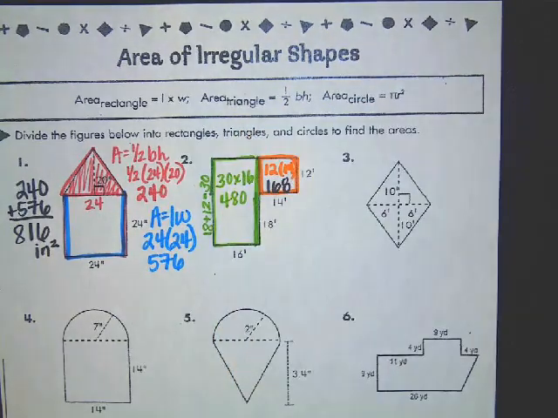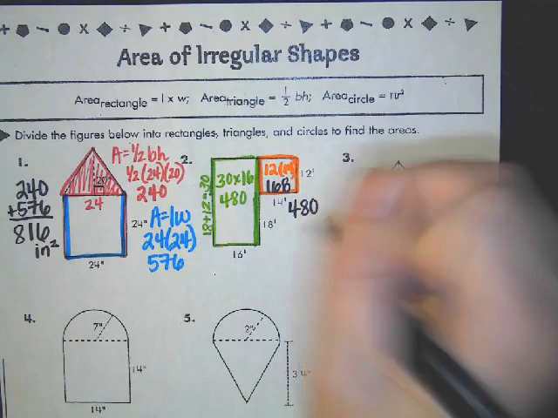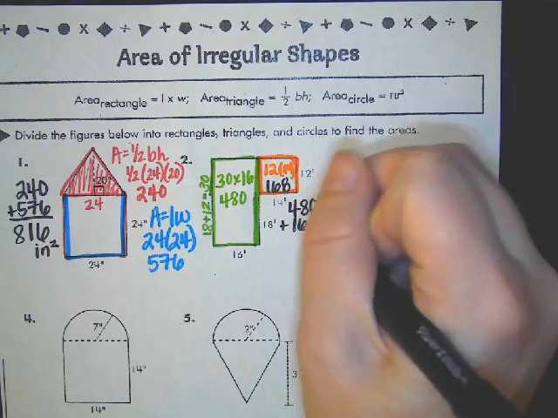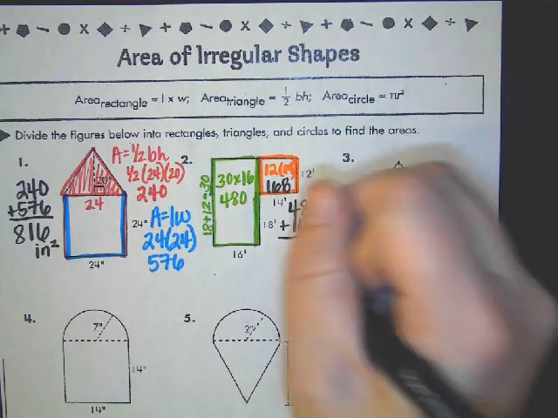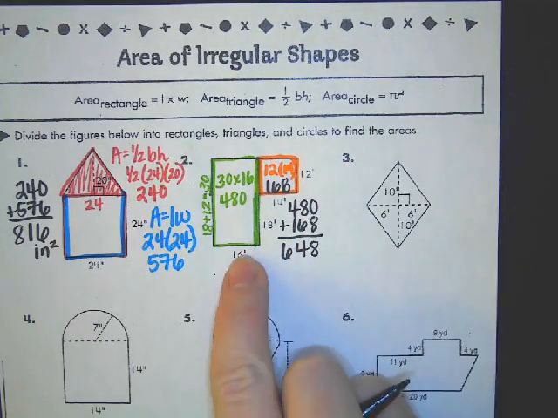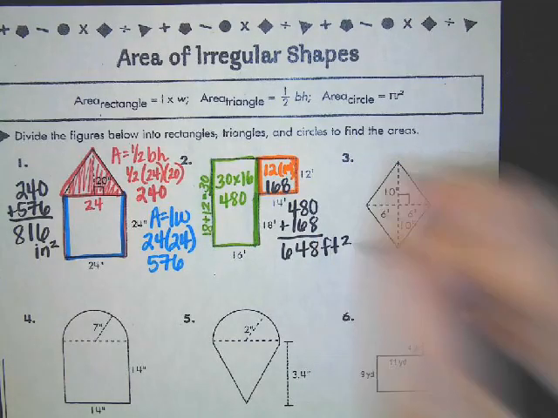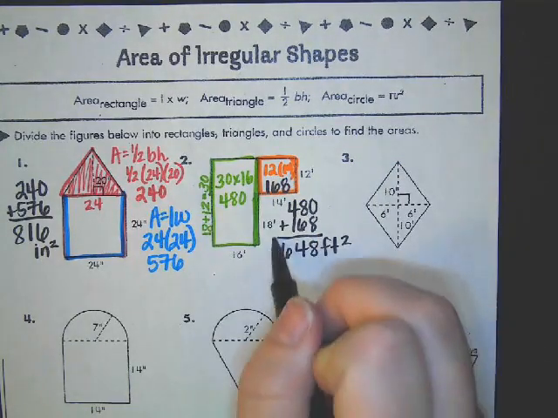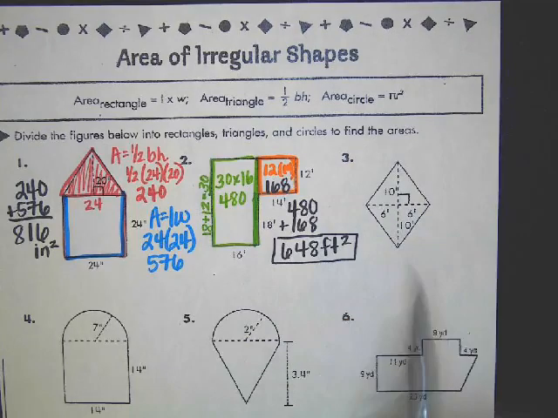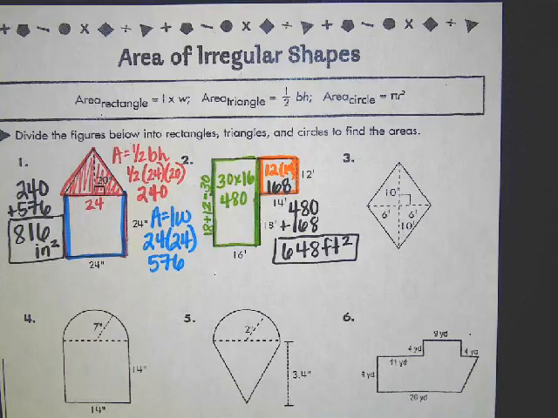30 times 16 gives me 480. Now, because I want to find the total, I'm going to add together the 480 plus the 168, and the total is 648. This mark means feet, and because we found area, it is square. Again, my answer would be 648 feet squared. Remember, you always want to box in your answers so they're easy to find.